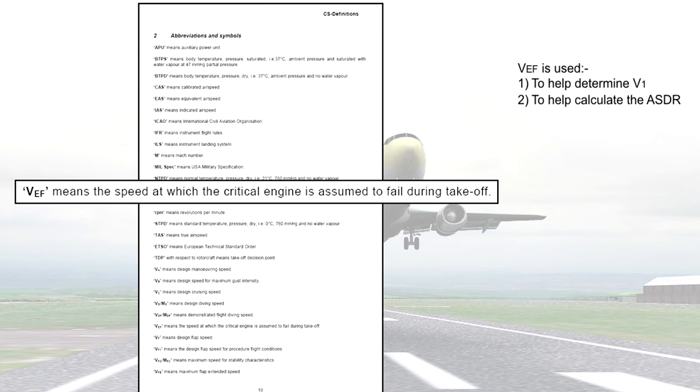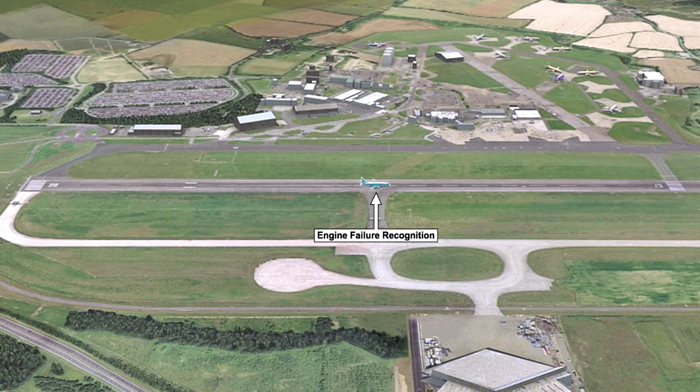Let us try and explain what VEF is all about. The definition of V1 is the speed at which, if the failure of the critical engine was recognized, there is sufficient distance remaining to either abandon the takeoff or continue the takeoff. However, recognizing that the engine has failed does take time. In fact, it's about 1 second. Therefore, to recognize the engine failure at V1, the engine must have failed about 1 second before V1. The speed at which the critical engine failed, so that it may be recognized at V1, is called VEF.